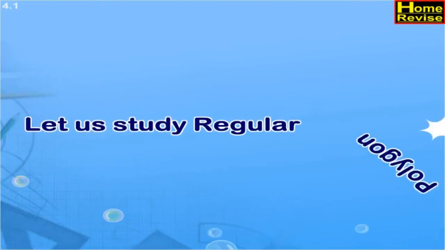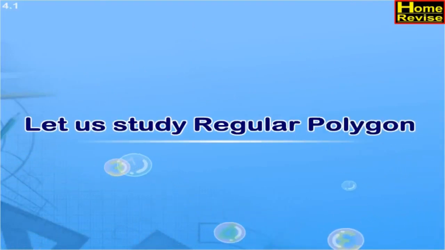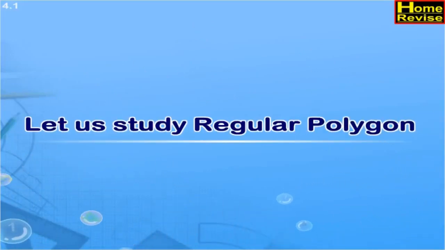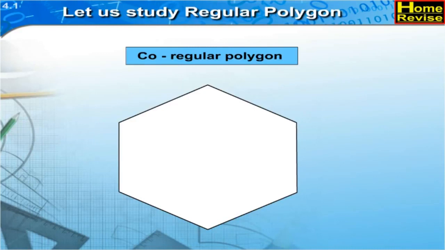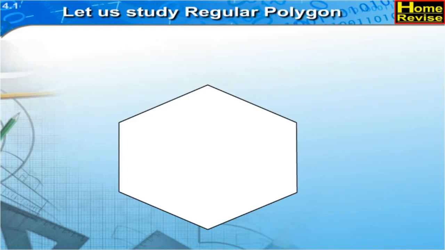Friends, now let us study regular polygon. A polygon in which all the sides and all the angles are congruent, both equilateral and equiangular, is a regular polygon. An important property of regular polygon is that it fits exactly into the circle.